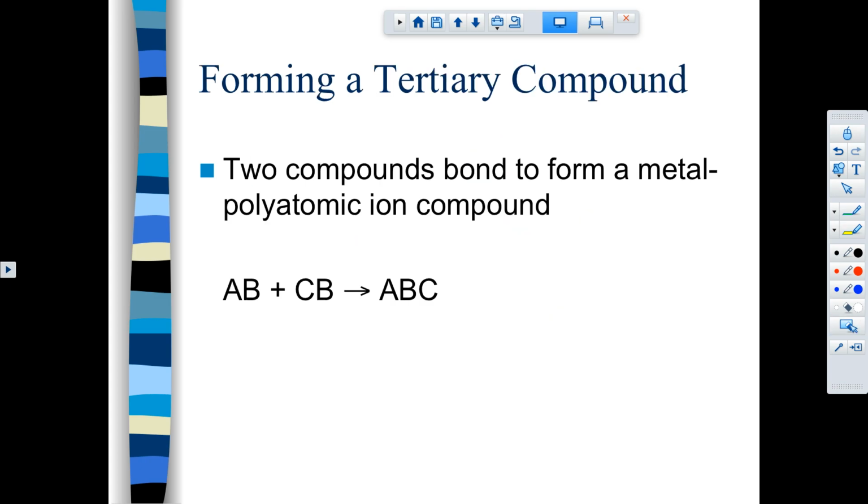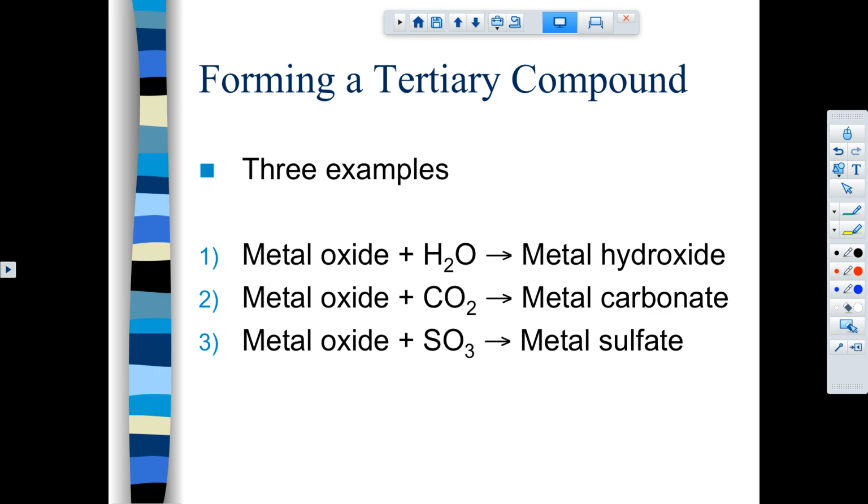Right, so here are the three compounds you could see, and that's called forming a tertiary compound. It just means a compound that has three elements in it. All right, and here are your three examples.